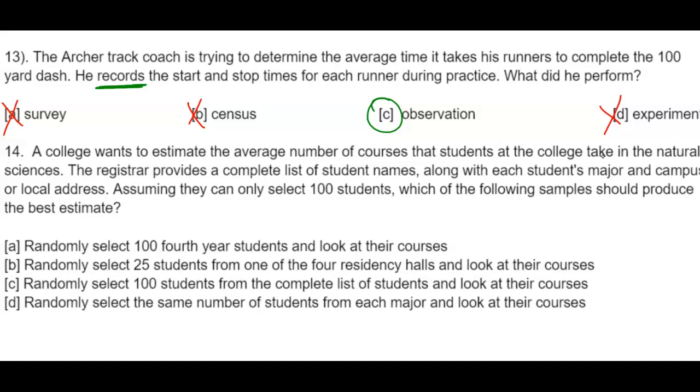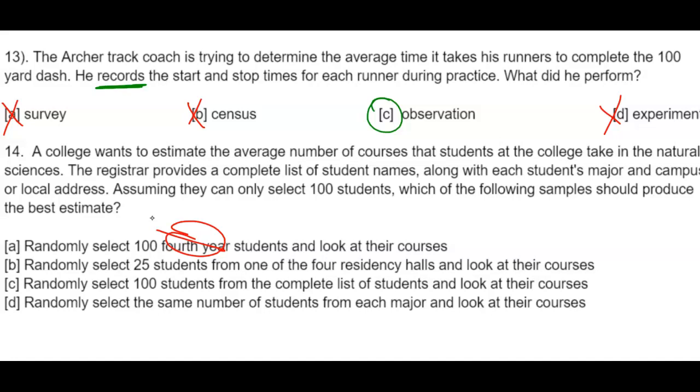And then the final problem. A college wants to estimate the average number of courses that students at the college take in the natural sciences. The registrar provides a complete list of student names along with their majors and campus or local address. Assuming they can only select 100, which of the following samples should produce the best estimate? Choice A, randomly select 100 fourth-year students and look at their courses. The problem here is they're only looking at fourth-year students. They're not looking at first through third-year students, or even after fourth if they're taking more than 4 years. So it's highly biased towards one year of student.